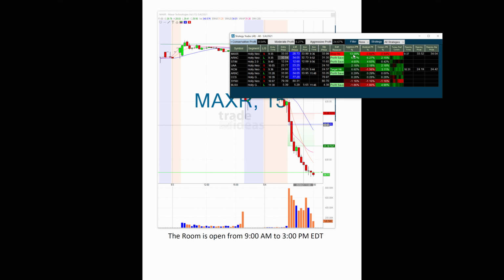And now, if you had taken it, and you had held on, there was only one green bar in the 15, so you would easily be in this trade still. Maybe you would have taken a little bit out, but we're talking about a 13% gain now.